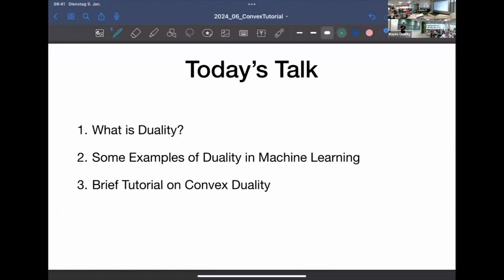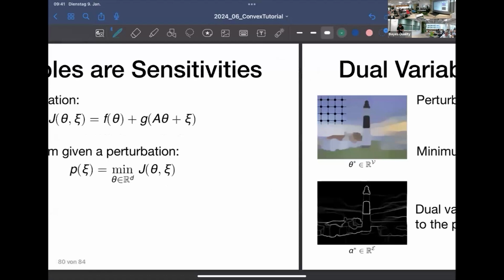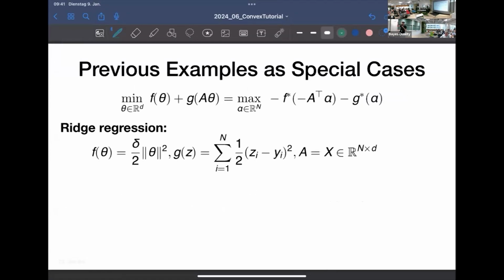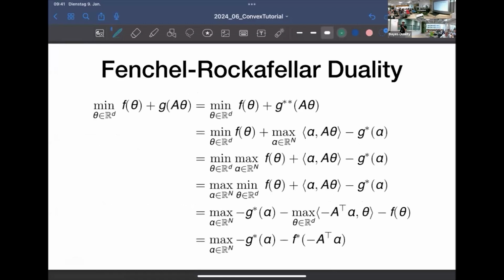Maybe one question. For the Fenchel-Rockafellar duality, the minus sign inside the G is a bit odd. If you go back a few slides. It's odd, but if you do the calculation, it turns out to be like this. So because the dual problem is a maximization, you want to maximize two concave functions. You mean this minus here?